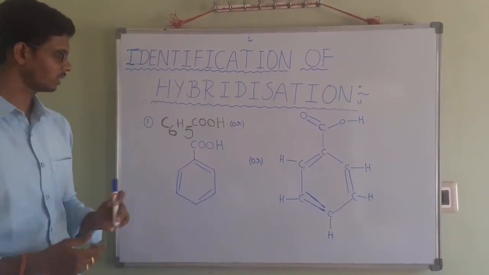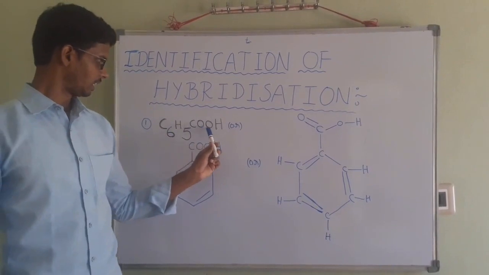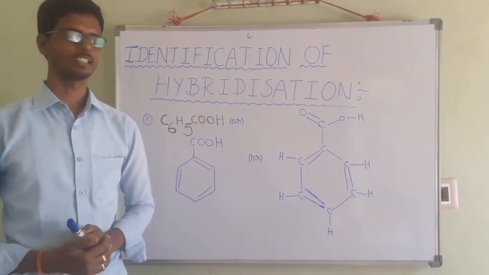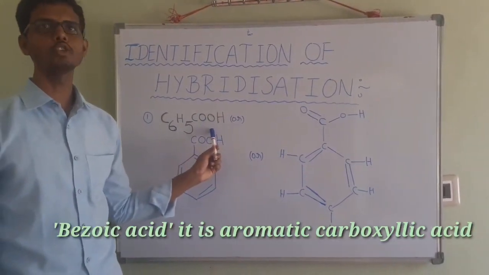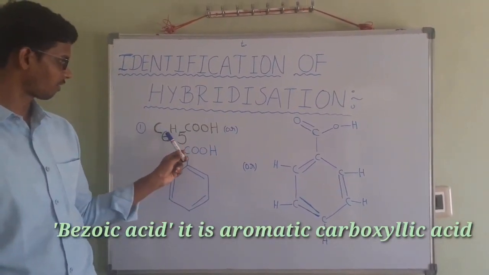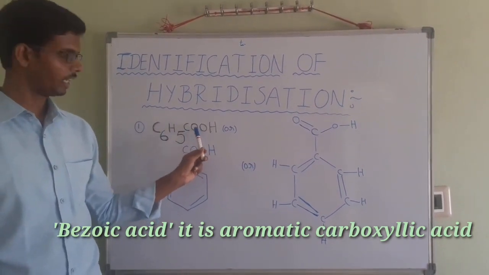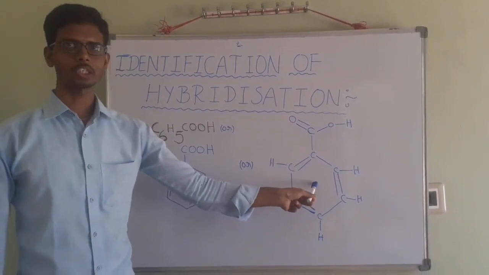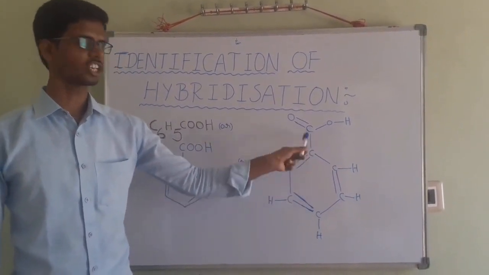C6H5COOH. Generally this is an acid. This is aromatic carboxylic acid. What is its name? Benzoic acid. Why? Because the benzene ring is present. This is the general formula C6H5COOH. It is also written in this form, or this is the expanded or elaborated structure.